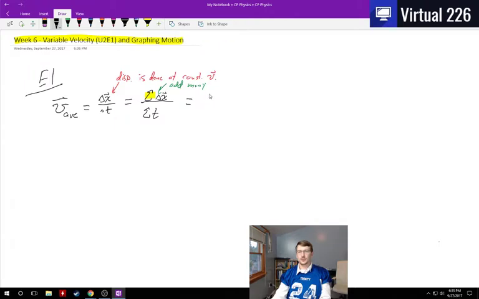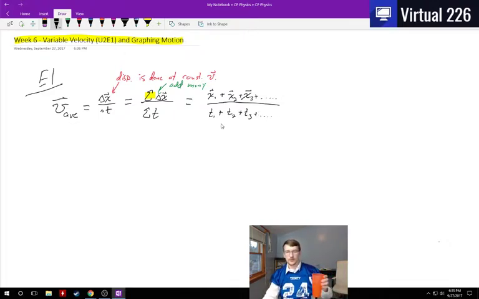Basically this boils down to a first displacement plus a second displacement plus a third displacement, plus etc., out to however many displacements you had, divided by the corresponding time for each of these displacements. How long were you skipping? How long were you running? How long were you just walking around? Each of these displacements and times is linked together.